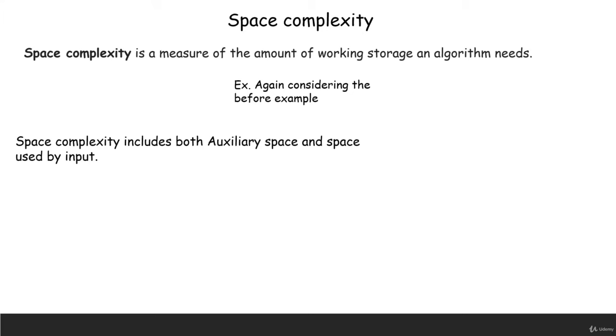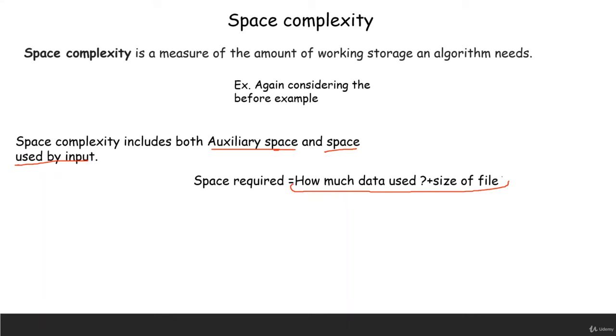Before going through the example, I would like to tell you that space complexity includes both auxiliary space and space used by input. So what is auxiliary space? Auxiliary space is the variable space, the space which varies from time to time, whereas the space used by input is fixed space. So space complexity is the addition of both: the fixed space requirement and the variable space required. Now let's focus on the space required. This calculation is how much data is used plus the size of the file. I am taking this in consideration with respect to this example, so this is not the actual process. We are just considering this example and calculating the space required accordingly.